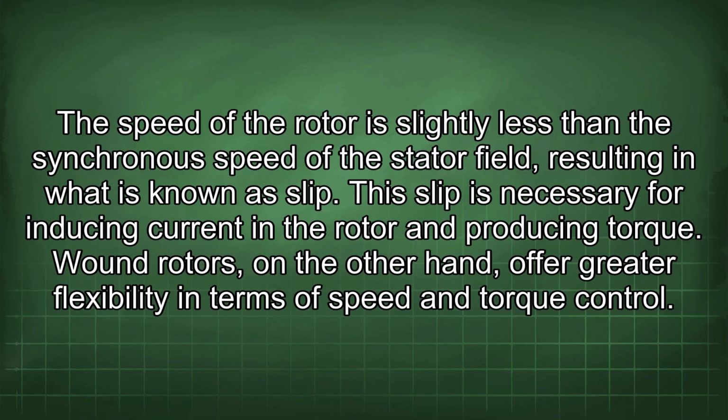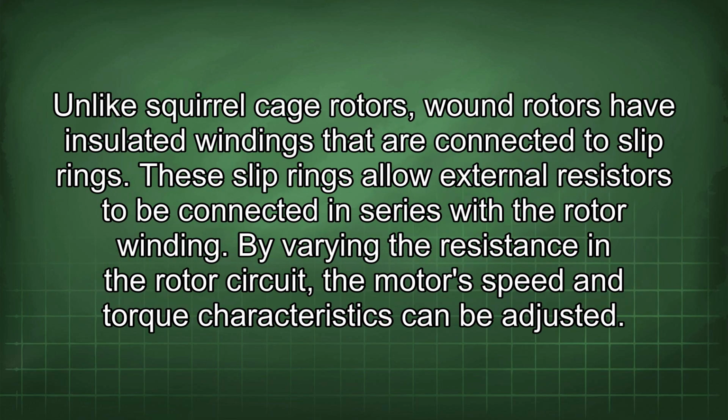Wound rotors, on the other hand, offer greater flexibility in terms of speed and torque control. Unlike squirrel cage rotors, wound rotors have insulated windings that are connected to slip rings. These slip rings allow external resistors to be connected in series with the rotor winding. By varying the resistance in the rotor circuit, the motor's speed and torque characteristics can be adjusted.